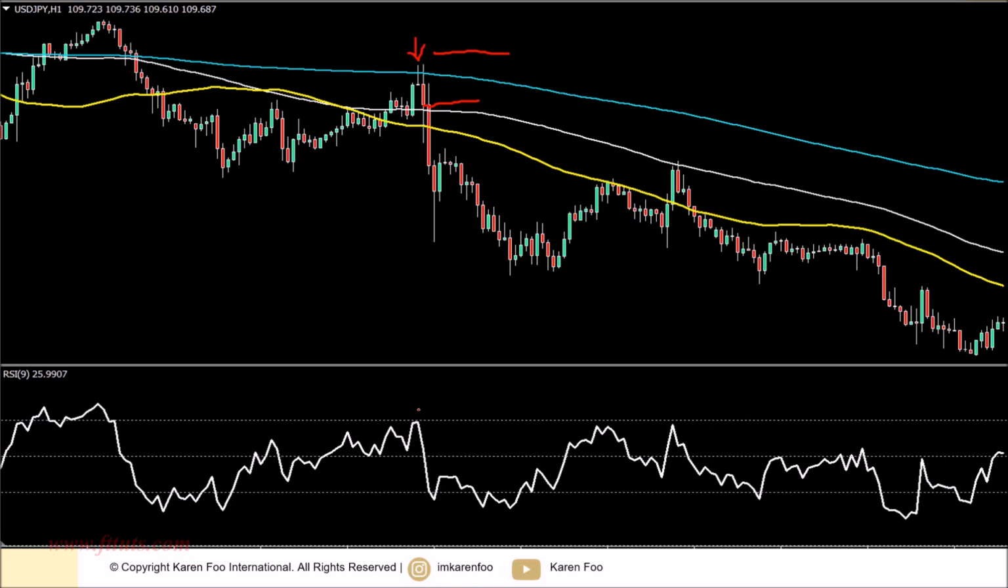Then RSI almost went to overbought, so you can still enter. And if you're more conservative, you can take a profit at a recent swing low. But if you're more aggressive, you want to hold the trade a bit longer, then you take profit when RSI goes to oversold, which is somewhere over here.